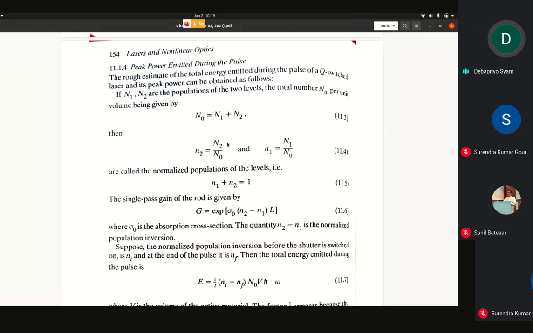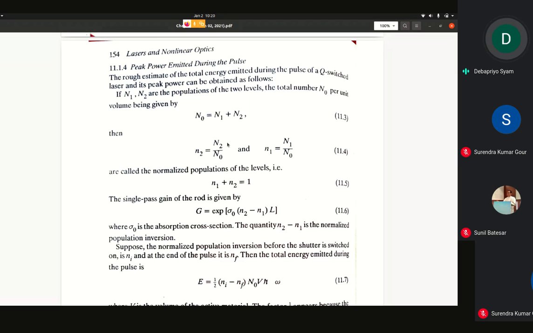So the difference has now become 198. Initially it was 200, now it is 198. That means in each transition the difference changes by 2 units. So when the population difference goes from Ni times capital N0 to Nf times capital N0, the number of transitions that has actually taken place is half of that, that is half of (Ni minus Nf) times capital N0.